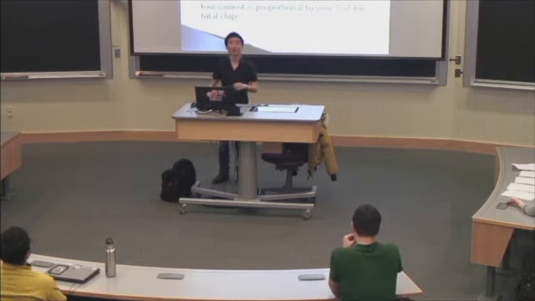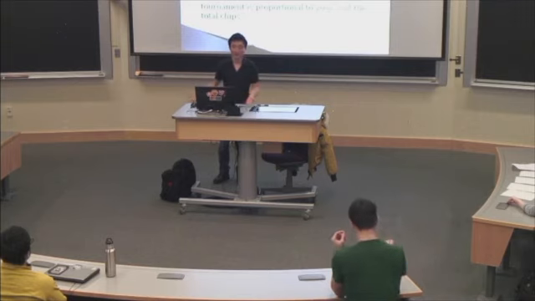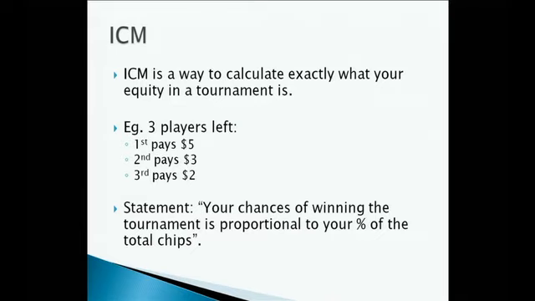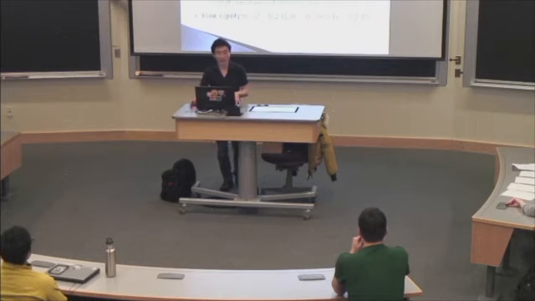But, you know, if you're folding and then you're the button the next hand, which is the best position, then that's actually sort of an entire big blind better, almost, than being under the gun the next hand. But look, we're not going to worry about that. We're just going to assume your chances of winning the tournament is proportional to your percent of chips. So how do we calculate this?